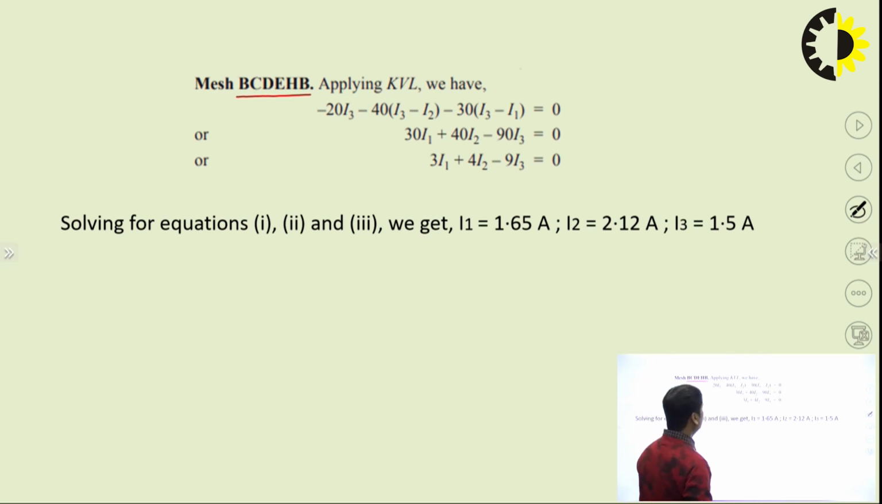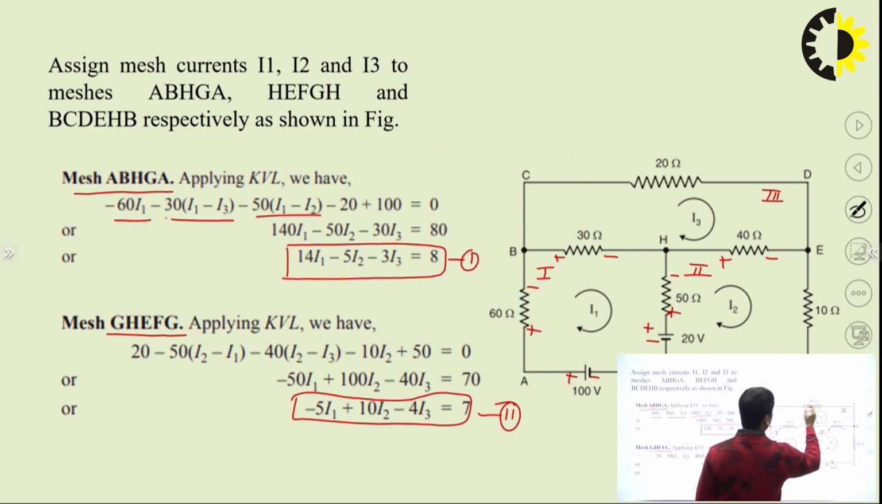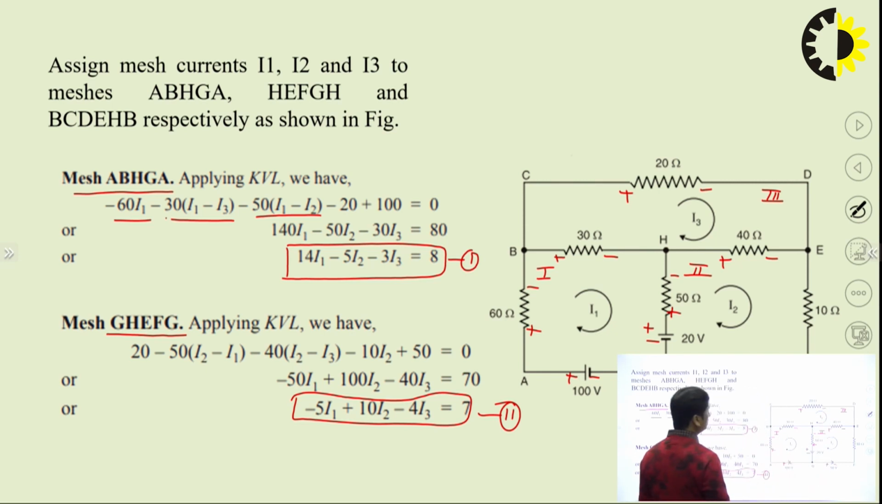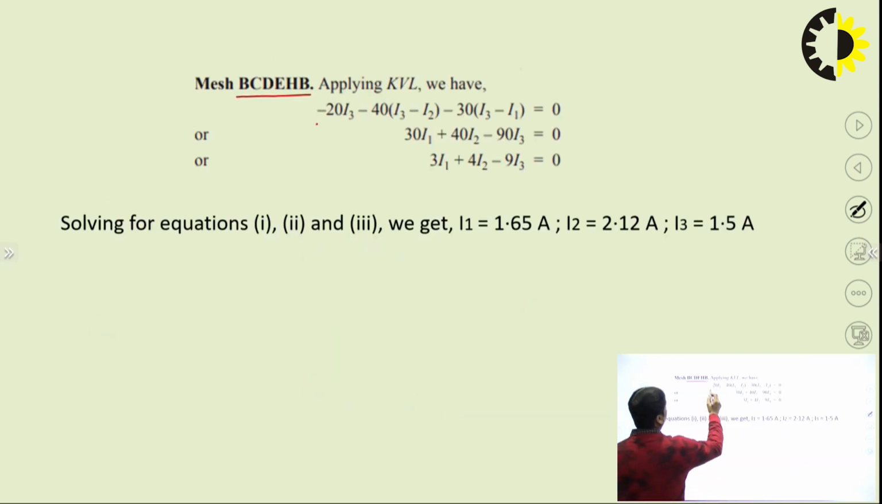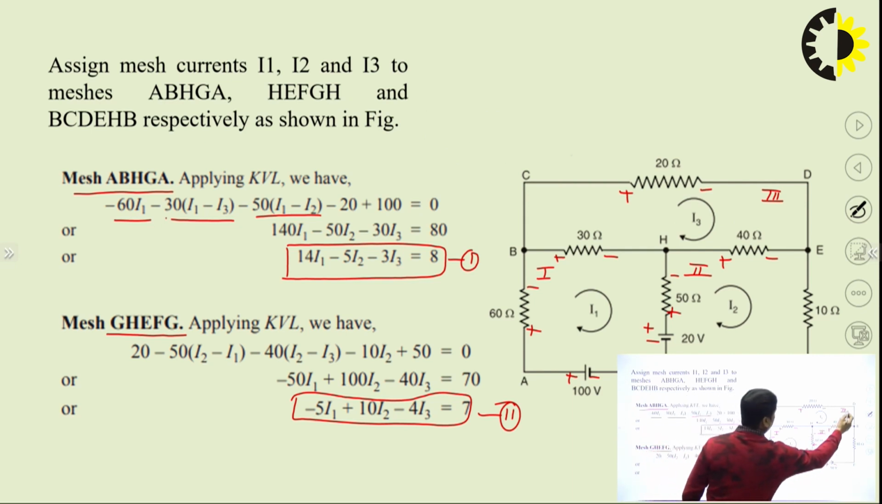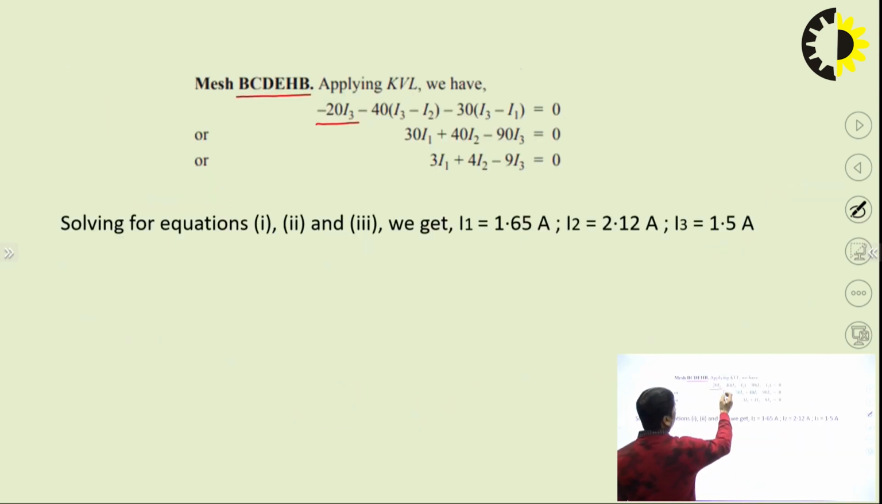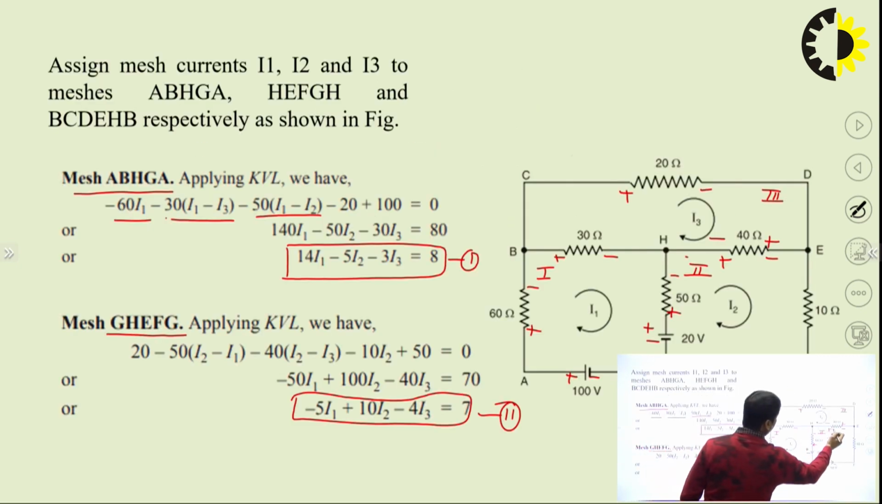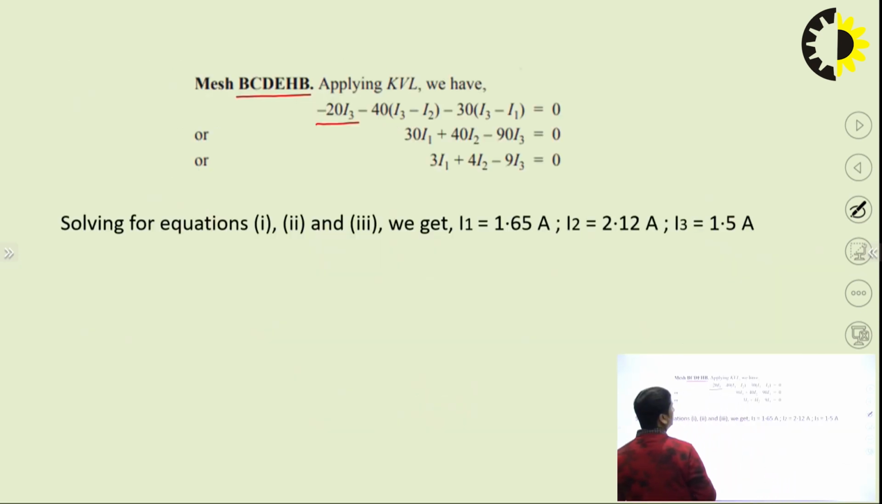So, again we apply the KVL, similar process. We started from B, C, D. This is plus, this is minus. So, minus 20I3. Then here this 40, since this is plus, this is minus, because we are working in the third loop and the current is moving like this. So, this will be plus, this will be minus. So, minus 40(I3 minus I2), the effective current in this, and then 30(I3 minus I1).